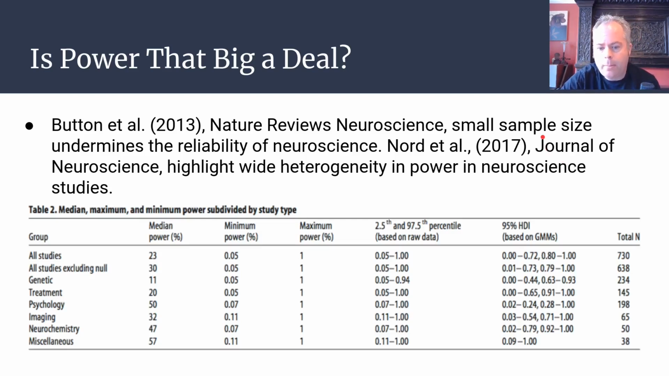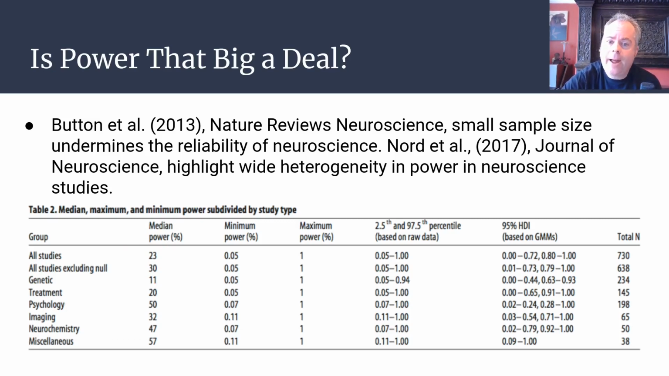This paper by Kate Button and another one by Nord and colleagues in 2017 looked at experimental power across neuroscience in particular, to try and determine how big an issue it was for different disciplines within neuroscience more generally. And what was reported is that when you look at the different subdisciplines within neuroscience, you see that in work in genetics, the median power of studies is only 11%.